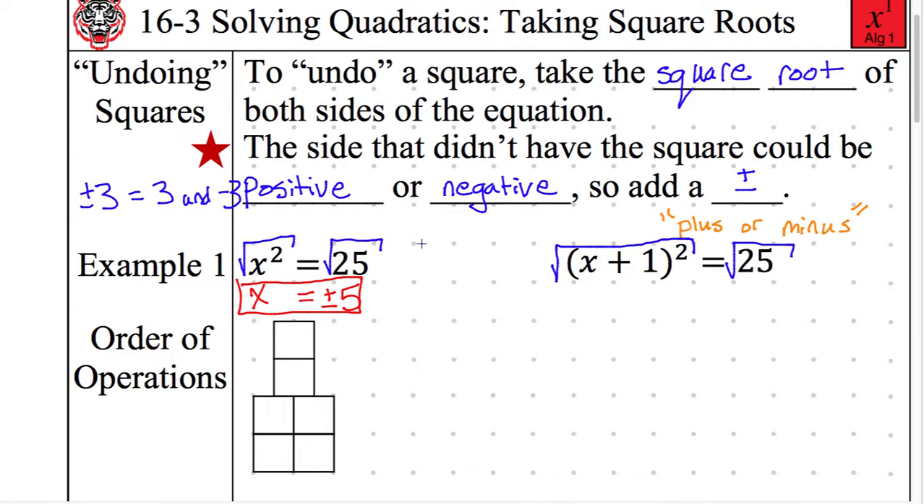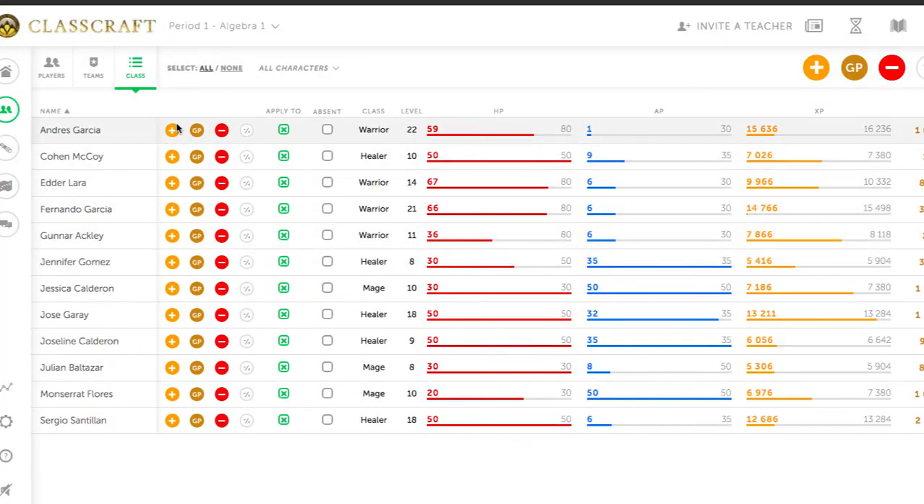Cohen, I have your card now. Only Andres knows what to write. Go for it, Andres. So it's going to be x plus 1 equals plus or minus 5. There it is. Yeah, plus or minus 5. Yeah, thank you, Andres.